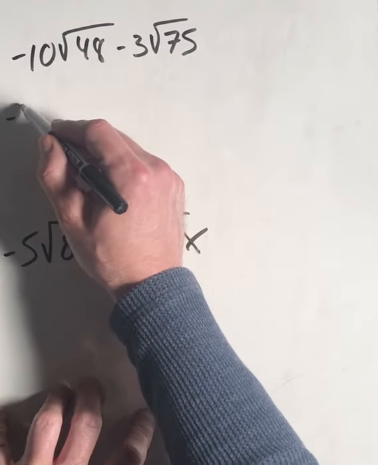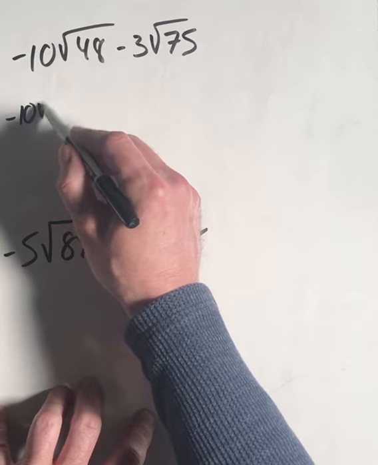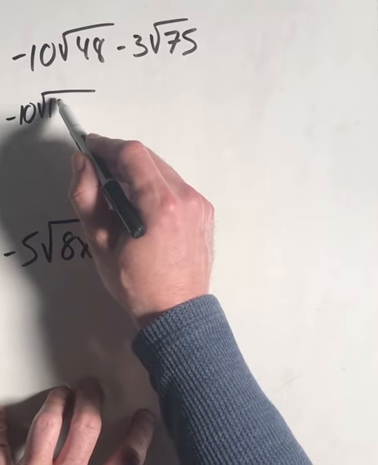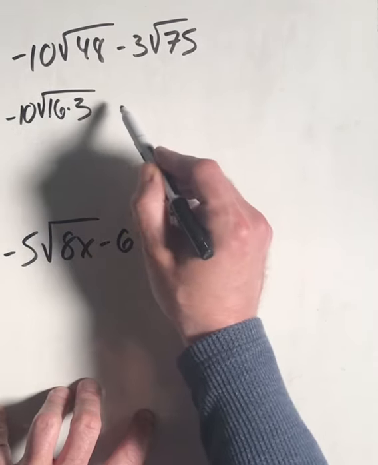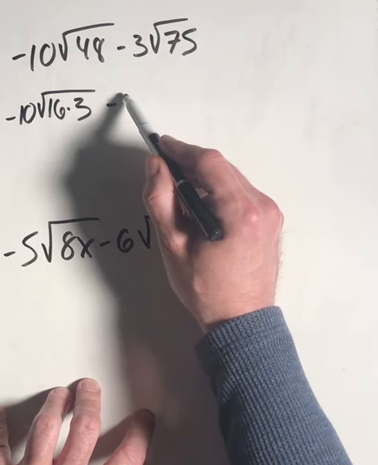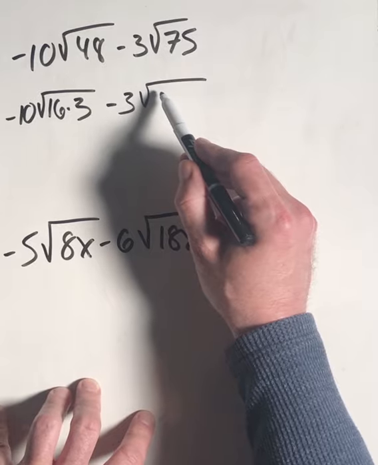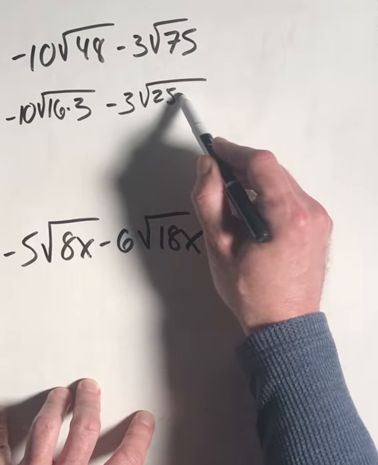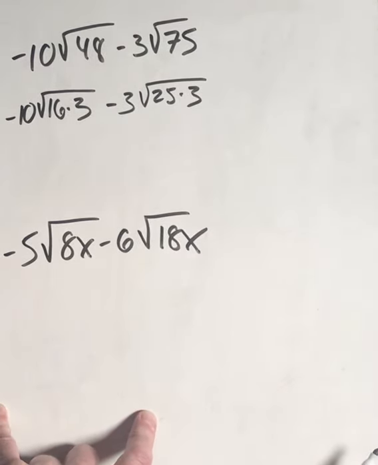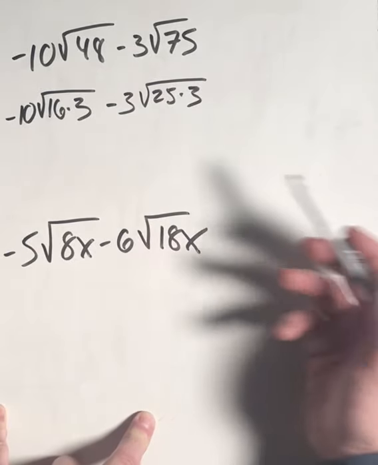So I'm going to re-express this as the square root of 10 times, and instead of the square root of 48, I'm going to put the square root of 16 times 3. And then here I'm going to have minus 3 times, and instead of the square root of 75, I'm going to have the square root of 25 times 3. Now I can try to simplify each of these.